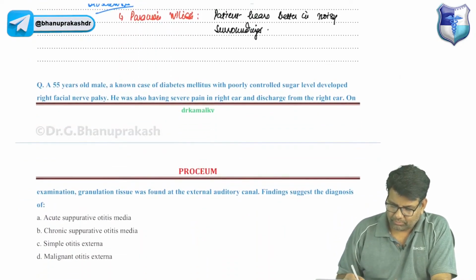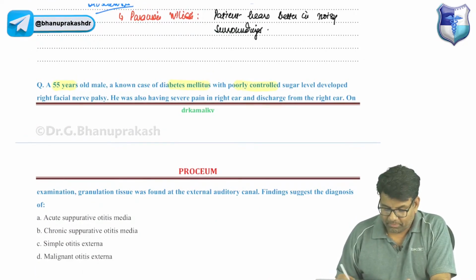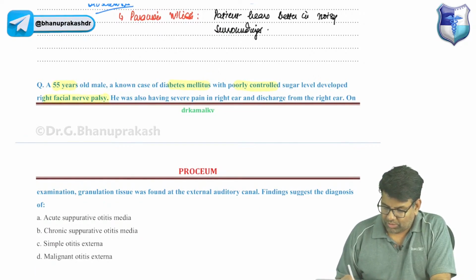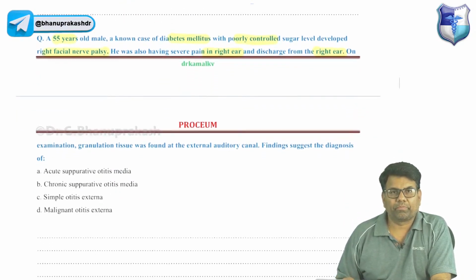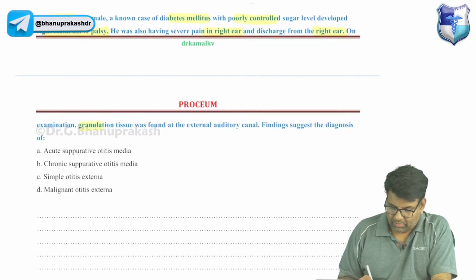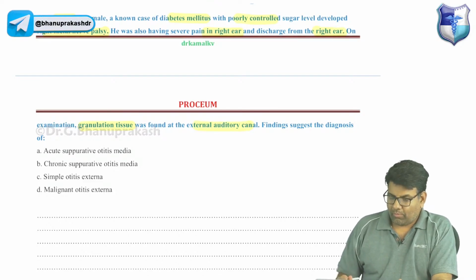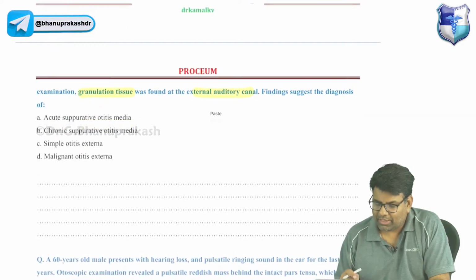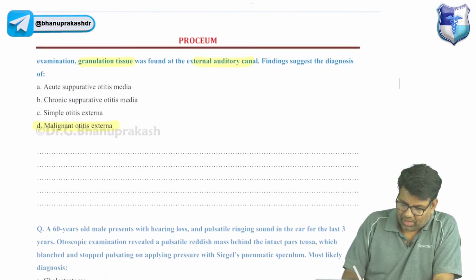Next question. A 55 year old male, a known case of diabetes with poorly controlled blood sugar, developed right facial nerve palsy, and also has pain in the right ear and discharge from the right. On examination, granulation tissue was found in the external auditory canal. What does this suggest? Everyone is right. So this is the presentation of malignant otitis externa.